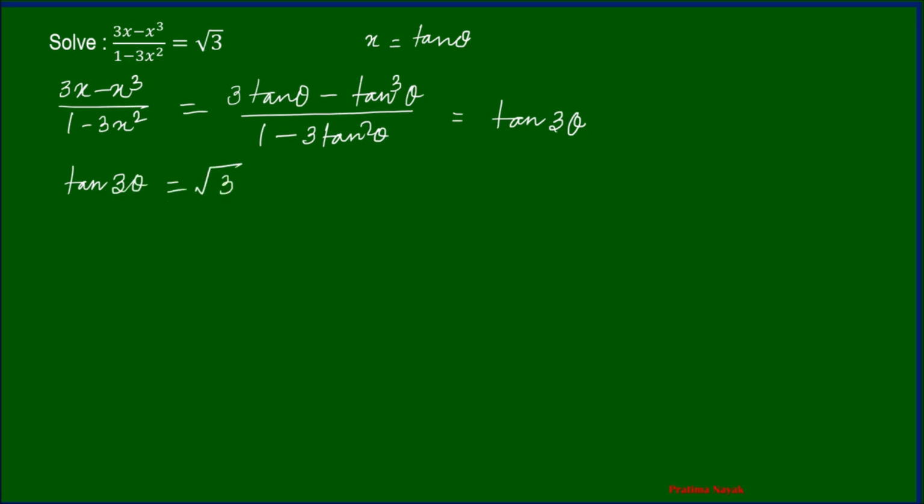This is a trigonometric equation now. We know how to solve it. Square root 3 is nothing but tan pi by 3, that is 60 degree. Tan 60 degree is equal to root 3.